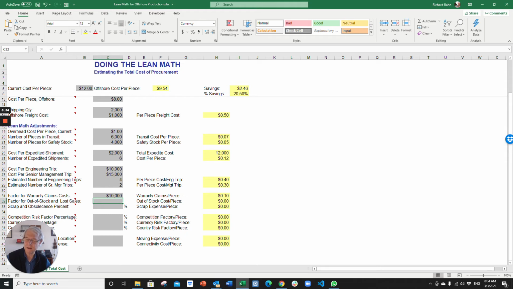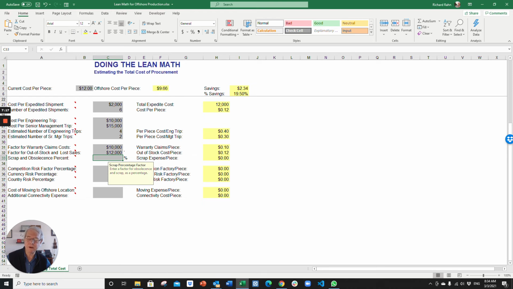Factor for out of stock and lost sales. So enter an estimate of out of stock and lost sales costs. Again, 12,000. Again, these are just estimates, hopefully conservative estimates, to help us get through this. And then scrap and obsolescence. If we end up with excess material or stuff we don't need, because we've had to send that supplier a forecast that could be wrong. So I'm going to enter, it's a percent. So scrap and obsolescence percent, let's say a 5% scrap and obsolescence.